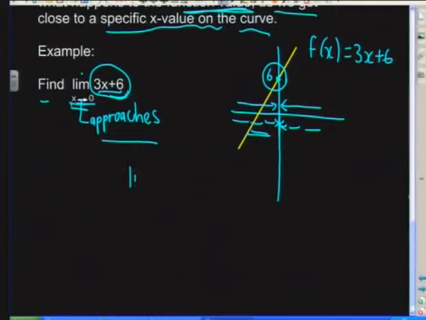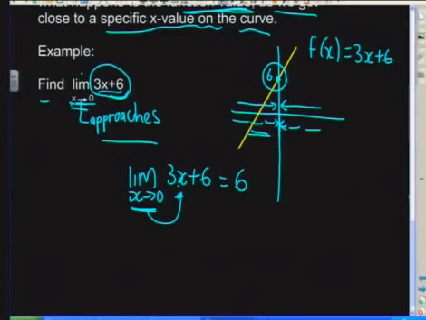So we write the limit as x approaches 0 of 3x plus 6. And all you simply do for the x approaches 0 is you substitute x is equal to 0 in place of x, all right? And you're going to get 3 times 0 is 0, 0 plus 6 is 6. Okay, so therefore the limit as x approaches 0 of the function 3x plus 6 is equal to 6, okay?